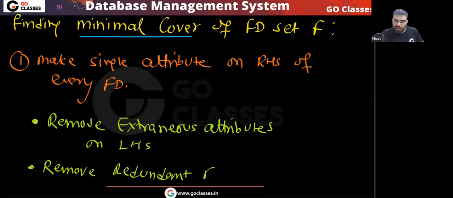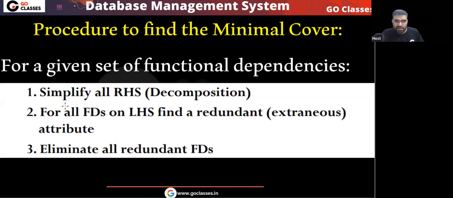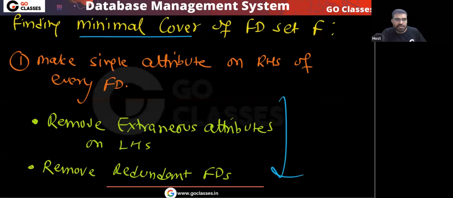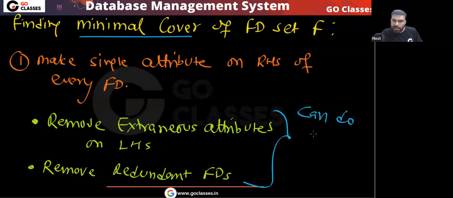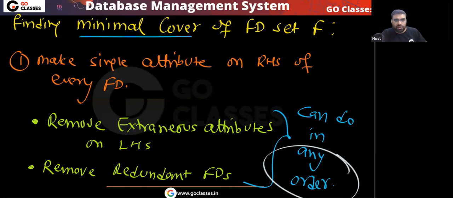Redundant FDs. Now tell me, can we do these two things in any order? Is this order necessary? Like, first you remove the extraneous attribute, then you remove the redundant FD. Is this order necessary? No, this order is not necessary. Remember, these two things you can do in any order, any mixing. Order does not matter.